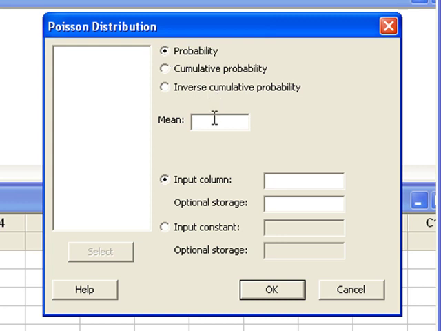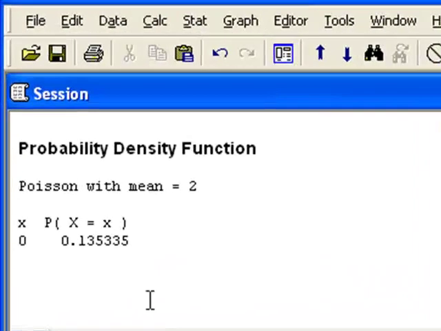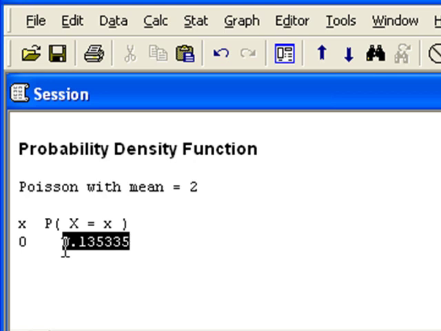Minitab next asks for the mean. For the Poisson distribution, the mean is equal to lambda, the parameter. That was previously stated to be 2. We want the probability that x equals 0, so we want the input constant to be 0. When we click OK, Minitab will give us the answer. The probability that we want is right here.